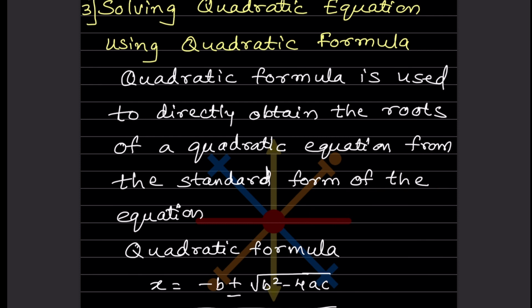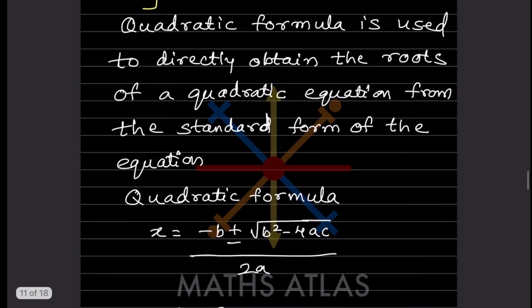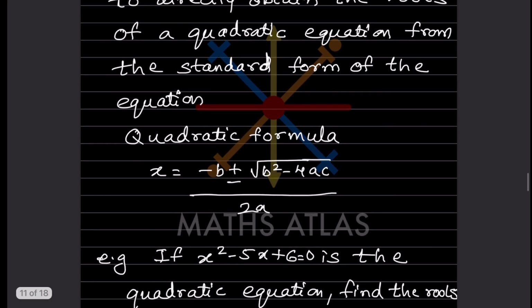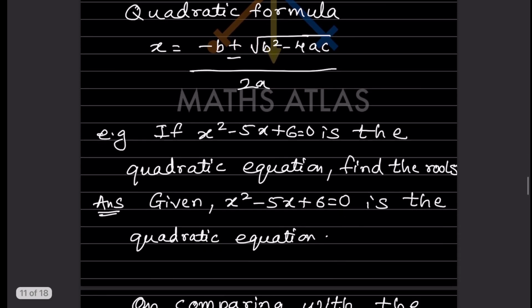So now what will you do? We have to find the root of that quadratic equation. This is the formula given. So x, how do you find out the x with this one? x equals minus b plus or minus root of b square minus 4ac, divided by 2a. Now we'll take an example.